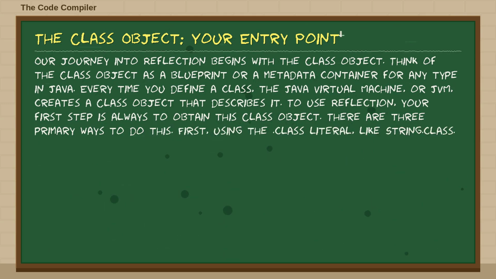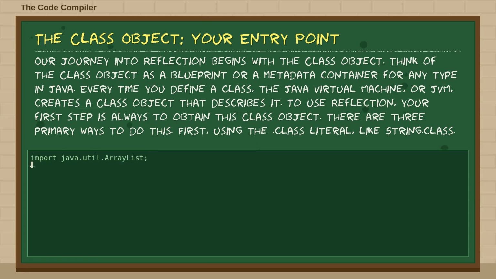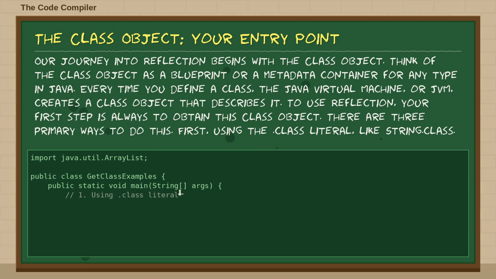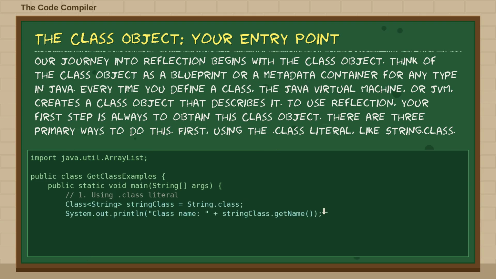First, using the .class literal, like String.class. Second, by calling the getClass method on an existing object, for example, myObject.getClass(). And third, using Class.forName("com.example.MyClass"), which is useful when you only have the class name as a string. Let's see these in action with some simple code examples.